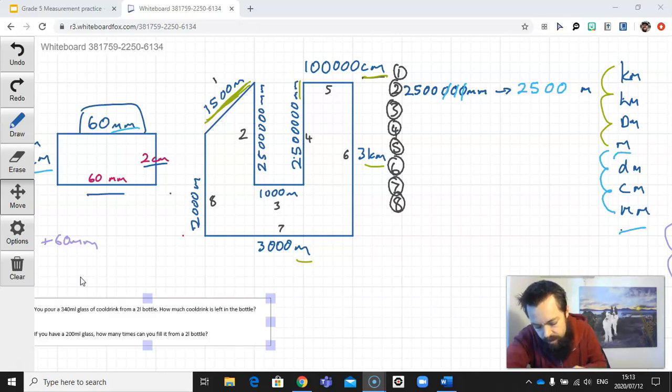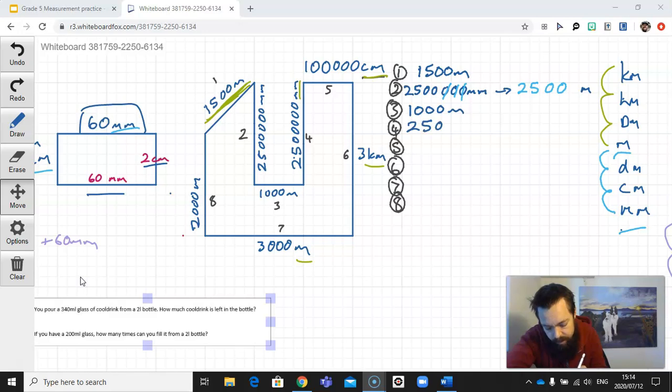So number 1 was already in meters, so we didn't have to change it. So 1,500 meters. Number 3 is already in meters, so we don't have to change it. We can work out number 4, but you might notice already that it's exactly the same as number 2. So we don't really have to work it out. We've got it written down already, so 2,500 meters. Number 5 is in centimeters, so 100,000 centimeters. And we want to make that into meters. So centimeters to meters, 1, 2 jumps, we take away 2 zeros, and we are left with 1,000 meters.